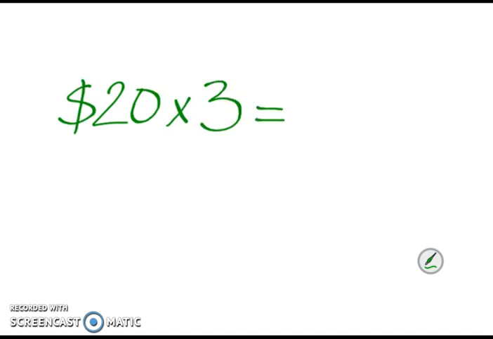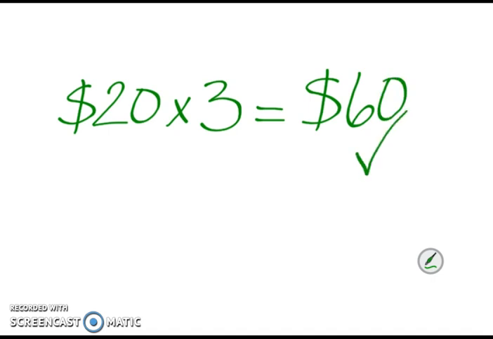Okay, cover up that 0. What's 2 times 3? 6. Now, add that 0 back on that you just covered up. Bam. It worked.